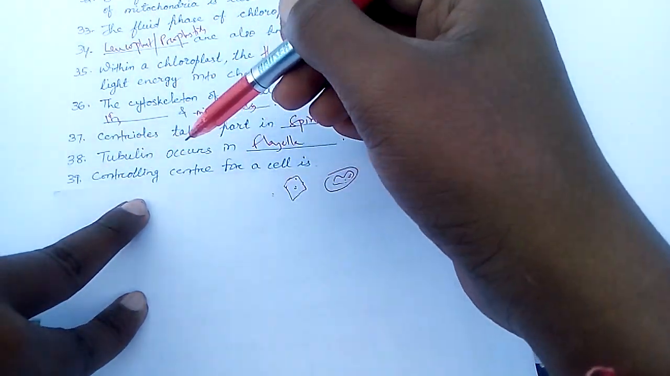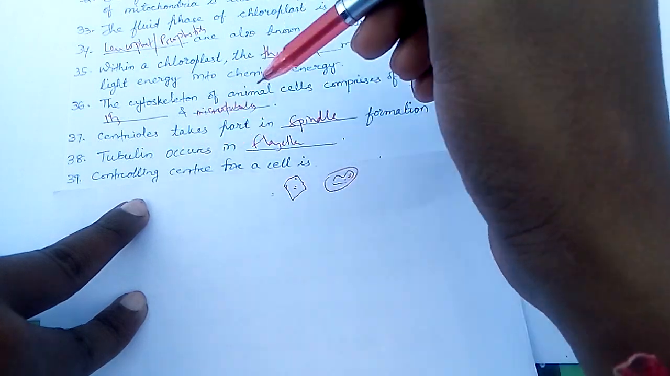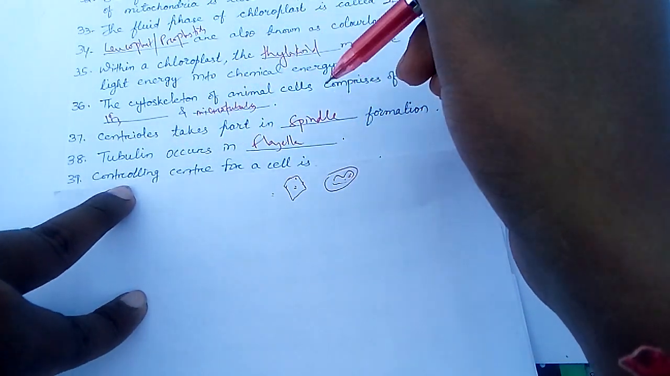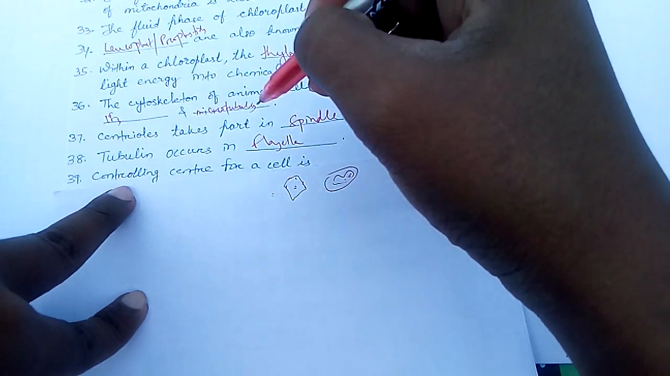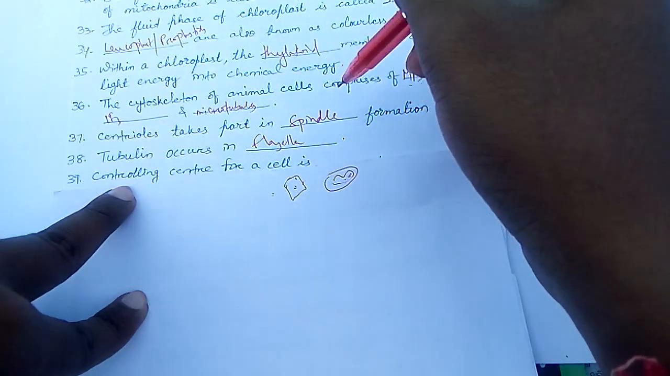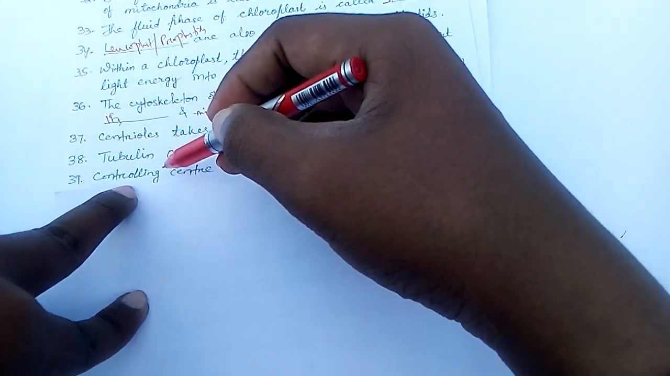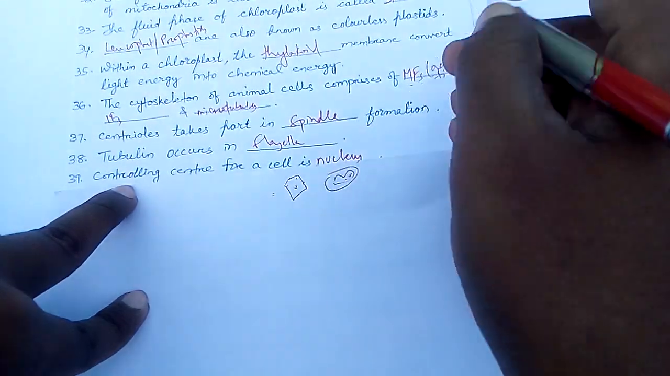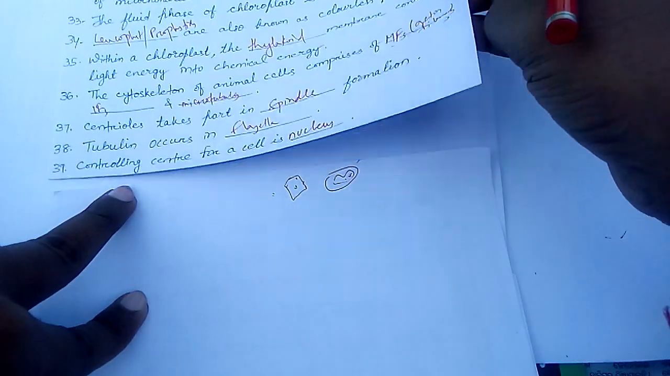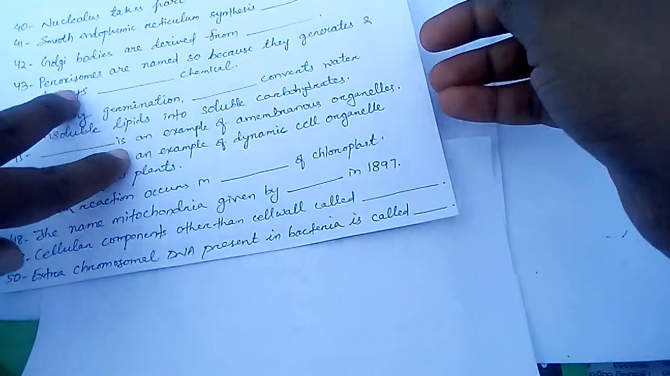Then question number 39. Controlling center for a cell. Controlling center means which controls all the functions of the cell, all the functions of an organism. It is very simple. All functions are controlled by DNA. DNA is present in which cell organelle? Nucleus. That's why the controlling center of a cell is called nucleus, N-U-C-L-E-U-S. Then next question, question number 40.